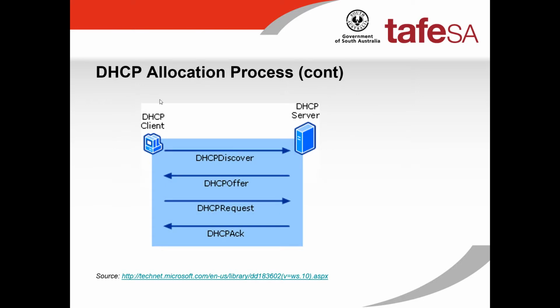So the process looks like this. I like to compare the DHCP process with making a doctor's appointment. In the discover phase, you ring the doctor's receptionist and ask if there are any appointments available. The receptionist looks up the calendar and replies with an offer.